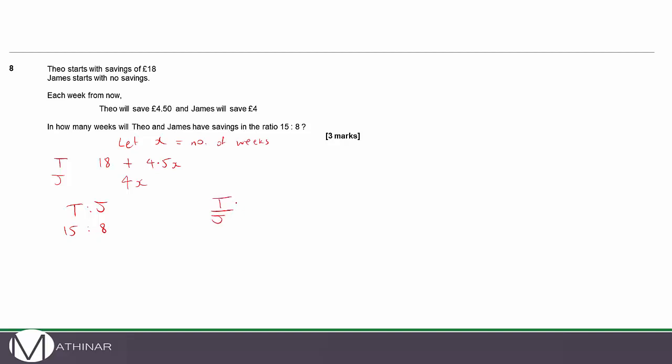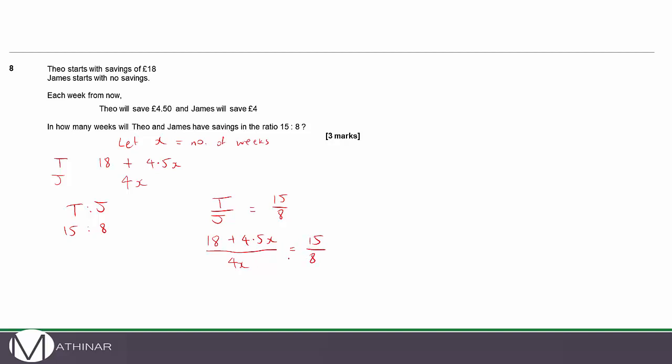And if I want this to be the same ratio as 15 to 8, then this needs to equal 15 to 8. Okay, so the T's on top, so the 15 is on top. The J is on the bottom, so the 8 is on the bottom. So I'm going to substitute the equation with Theo here and James here. So we have 18 plus 4.5x divided by James, who is 4x, and that's equal to 15 divided by 8.